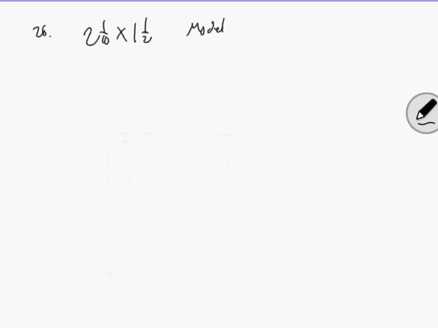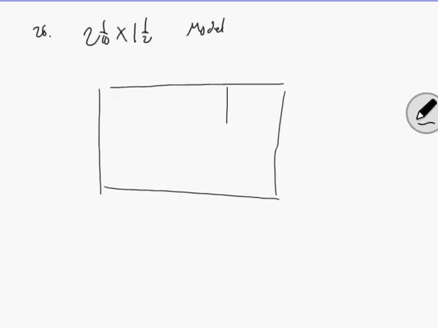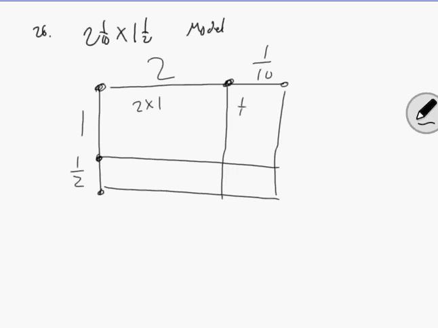And the last one, which is probably your hardest one, is your mixed fraction modeling. So it says 2 1/10 times 1 1/2. So we know we have to use the area model. The distance from this point to this point will be representing 2, and from this point to this point will be 1/10. From here to here, that'll be a distance of 1, and from here to here, that'll be a distance of 1/2. So really, the product of 2 1/10 times 1 1/2 will be the same thing as 2 times 1, and 1/10 times 1, and 1/2 times 2, and 1/2 times 1/10.